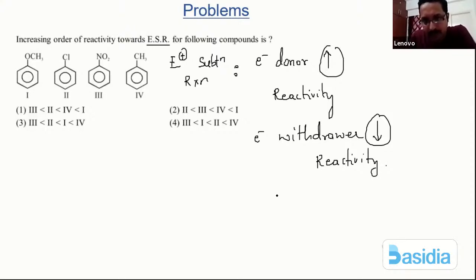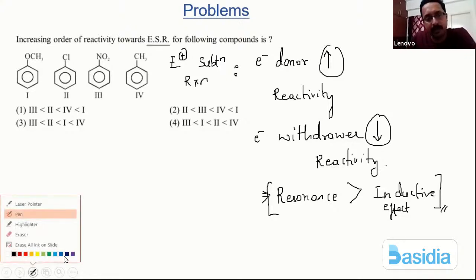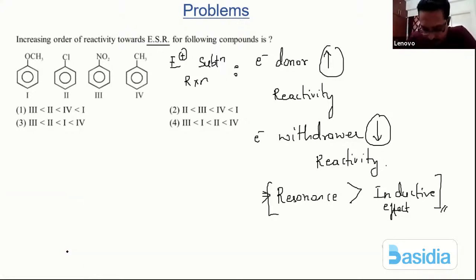Also, you have to understand that the resonance effect is much stronger compared to which effect? Compared to the inductive effect. It's an important point. Whenever I'm solving questions based on this, I will tell you how to use them, so don't worry about that. You just make a point that resonance is a much stronger effect compared to the inductive effect.